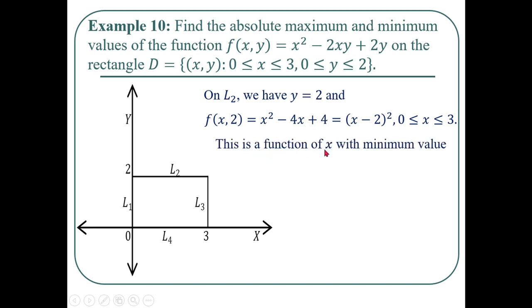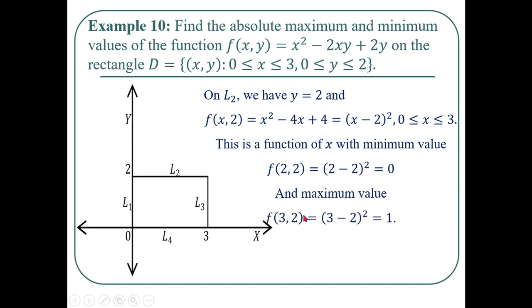This is a function of x with minimum value f at (2, 2) is equal to (2 minus 2) whole square is equal to 0, and the maximum value at f at (0, 2) is f(0, 2) is equal to (0 minus 2) whole square, that means (minus 2) square, it will be 4.